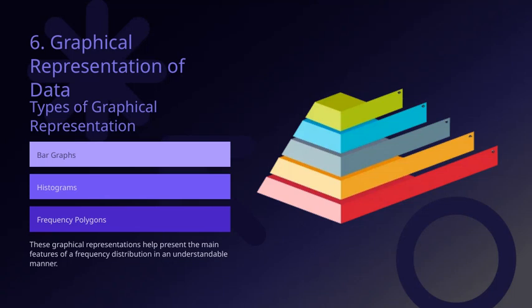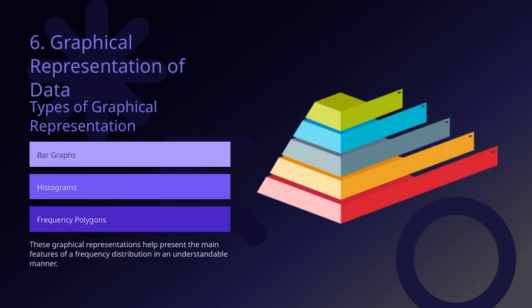Now, let's take a look at some graphical representations of data. These are powerful tools for visualizing the main features of a frequency distribution. First, we have bar graphs, which are great for comparing different categories or groups. They use rectangular bars to show the frequency or other measures, making it easy to see differences at a glance. Next are histograms, which are similar but typically used for continuous data. They group data into ranges or bins and display the frequency of data within each range, giving us a clear picture of the distribution shape.